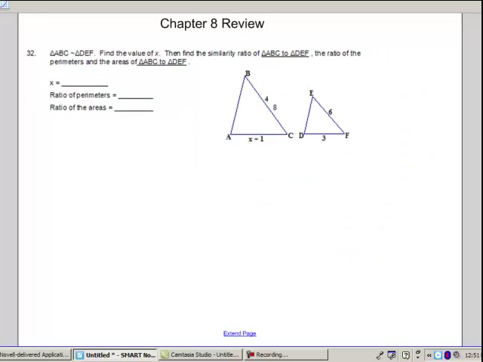ABC is similar to DEF. Find the value of x. This is messed up because look at these numbers. Isn't that just nuts? I think I'm just going to allow you to skip this one. If you want to pick a number and go for it, that's fine. But that's why I should always proofread these before I give them out.